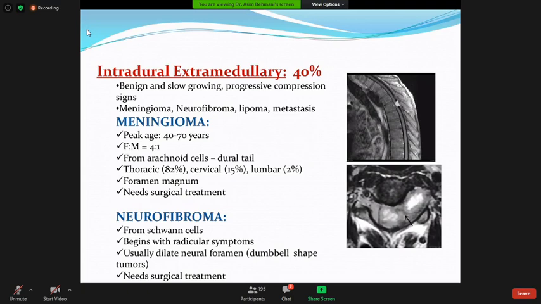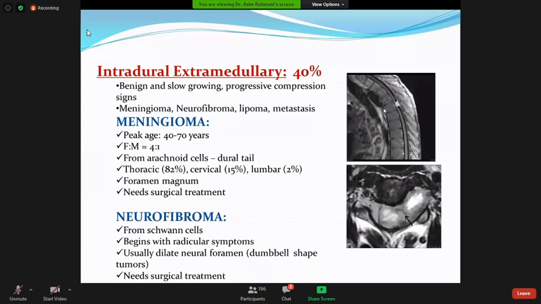Neurofibroma is basically from Schwann cells. It usually has a course through the neural foramen, which is why it presents as a dumbbell shaped tumor. You can appreciate in this axial view there is a tumor within the canal compressing the cord and going outside the canal through the neural foramen, making the shape of a dumbbell.